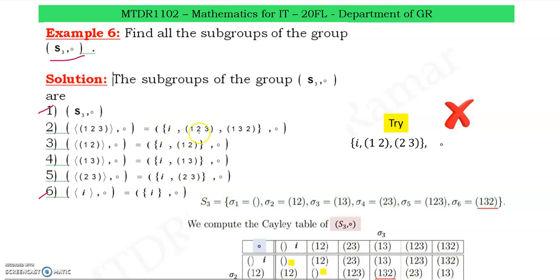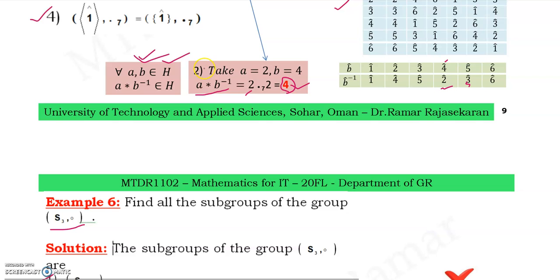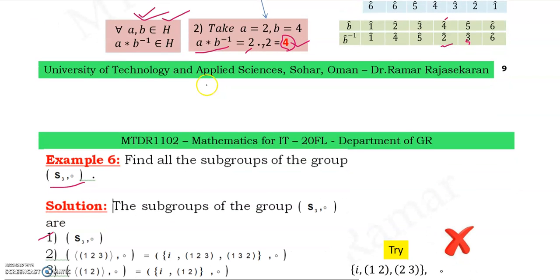I selected three elements: I, 1 2 3, 1 3 2, where composite means binary operation. I selected this element, this element 1 2 3, and this element 1 3 2. I don't know yet whether it is a subgroup, but it is a subgroup. How? Again the same condition, you have to check this condition. What is this condition? A, b belongs to H, A star b inverse belongs to H.